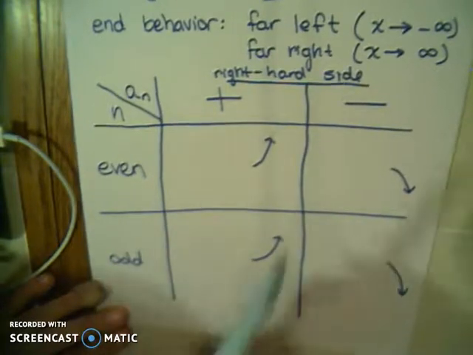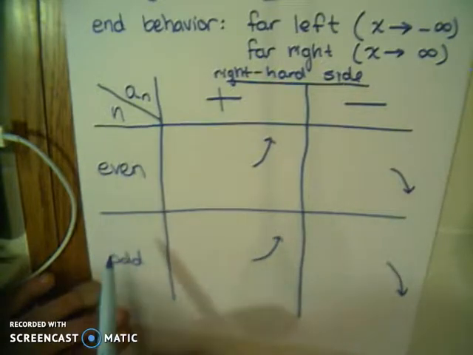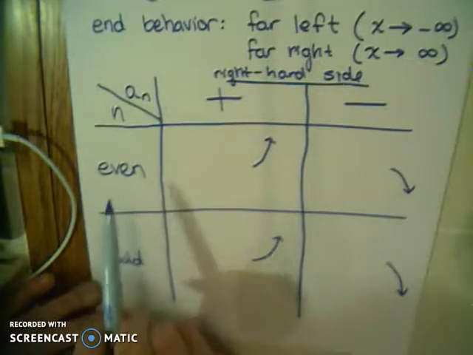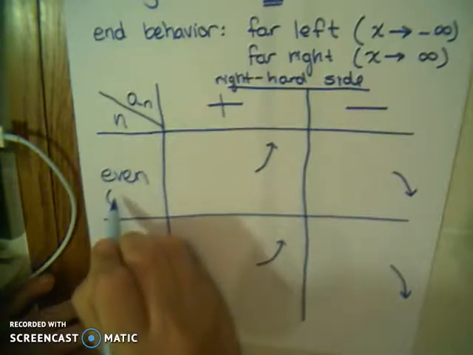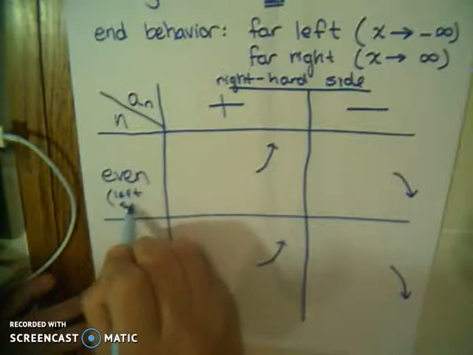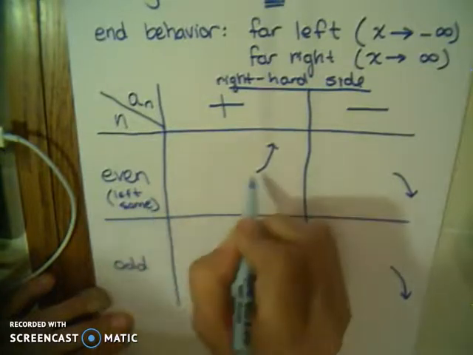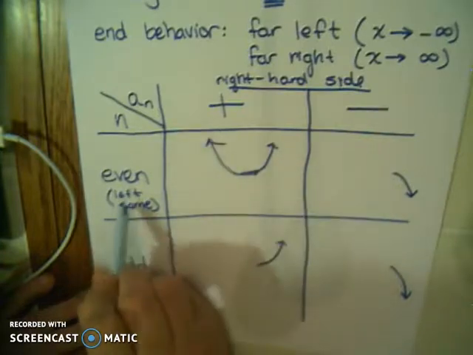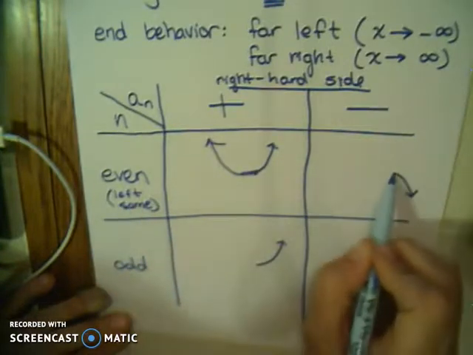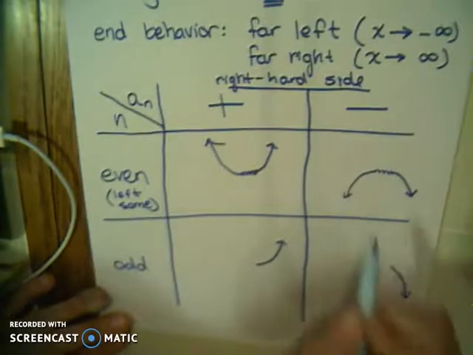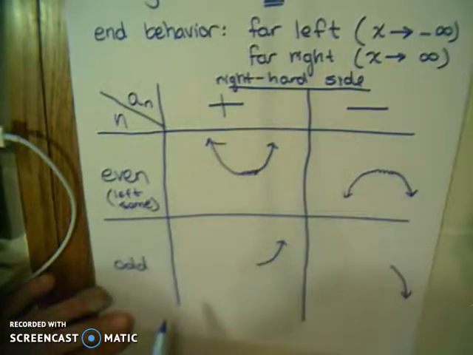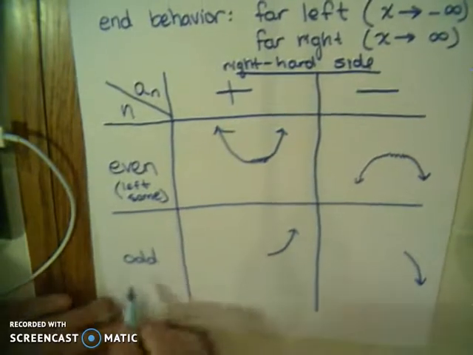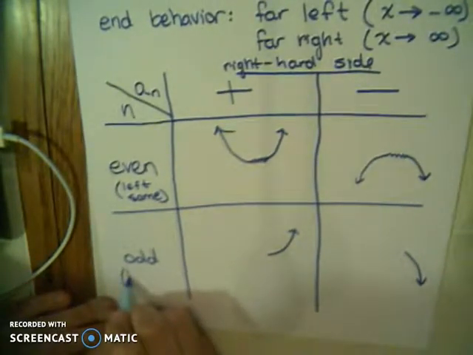Then to decide what the left-hand side is doing, we're going to look at the degree. If the degree is even, then the left is the same. So here, if the right went up, the left goes up, because even means the same. If the right went down, the left goes down, because even means the same. If the degree is odd, that means the left does the opposite.